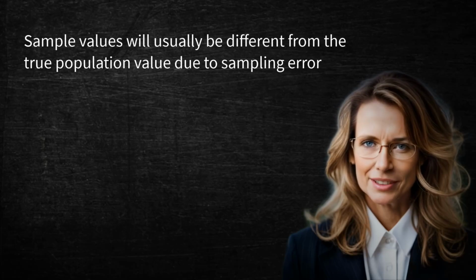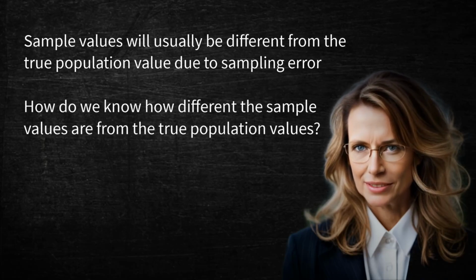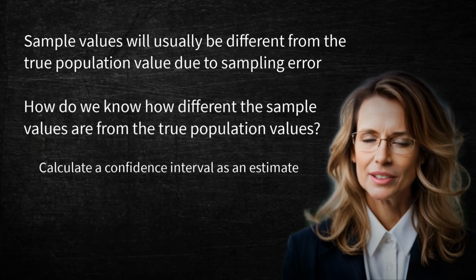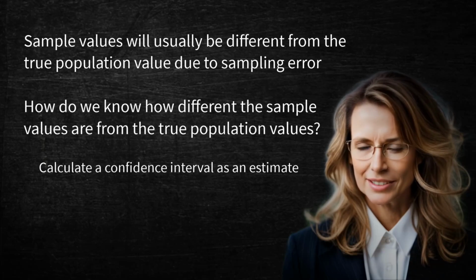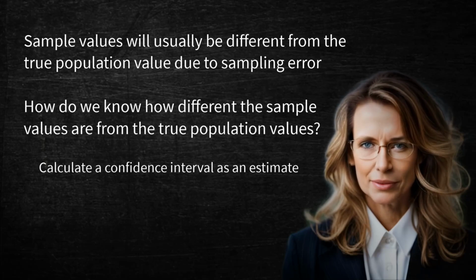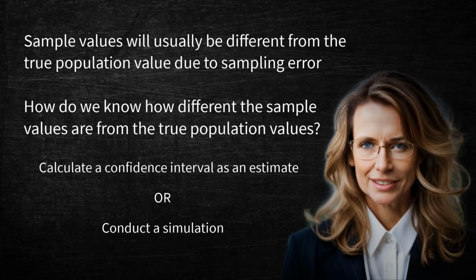We have seen that due to normal and expected sampling error, these sample values will usually be different from the true population value and different from each other as well. So how do we know how different they actually are? You have likely learned in your statistics course that one way to estimate this is by calculating confidence intervals around the sample mean, which will give you a range of values within which the true population mean likely lies. We will not be reviewing how to calculate confidence intervals in this video. Rather, we will answer this question via simulation instead.